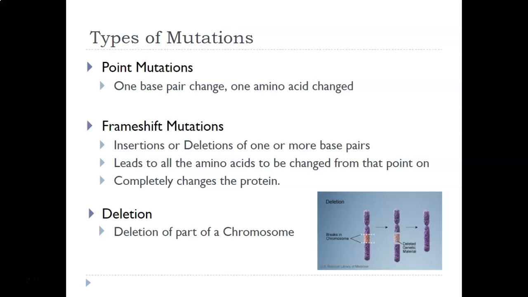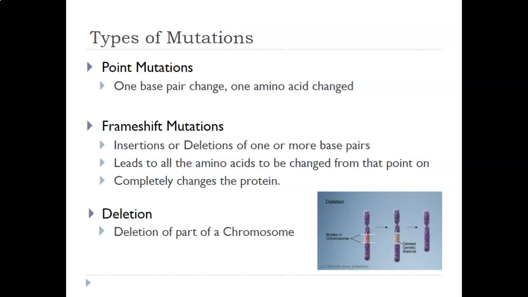So now let's talk about very specific types of mutations. So there's 6 total that we're going to talk about. The first one is point mutations. So point mutations are just where one singular base pair changes, right? So like one single nucleotide changes, but because of that one nucleotide change, one single amino acid changes, right? So that's what it's coding for.